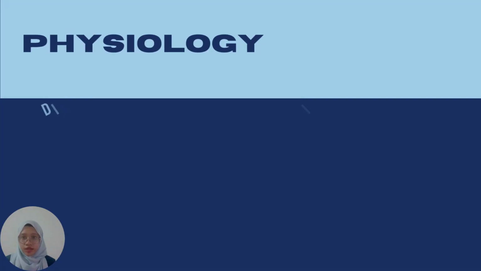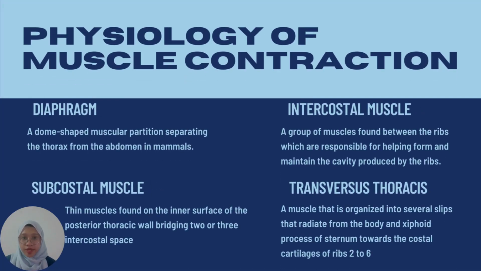Now, moving on to physiology of muscle contraction. We have four types of muscle that are found in ribs, which are diaphragm, intercostal muscle, subcostal muscle, and lastly the transversus thoracis muscle. These four muscles have their own roles, especially in respiration process.